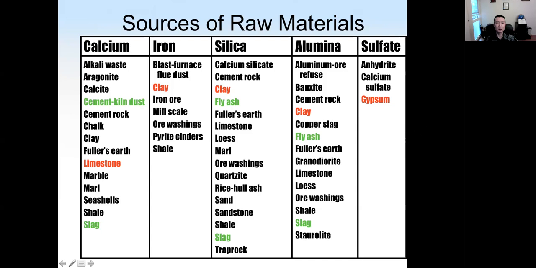The final major product we need for Portland cement is sulfate. It will come in from gypsum most likely. The reason we need gypsum in Portland cement is to slow down the chemical reaction of calcium silicate in clinker with water. Without gypsum, the chemical reaction will be too fast.